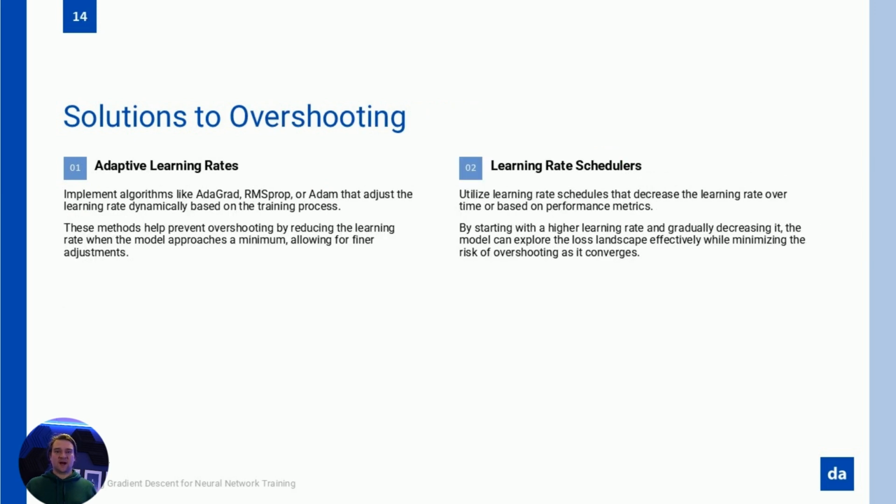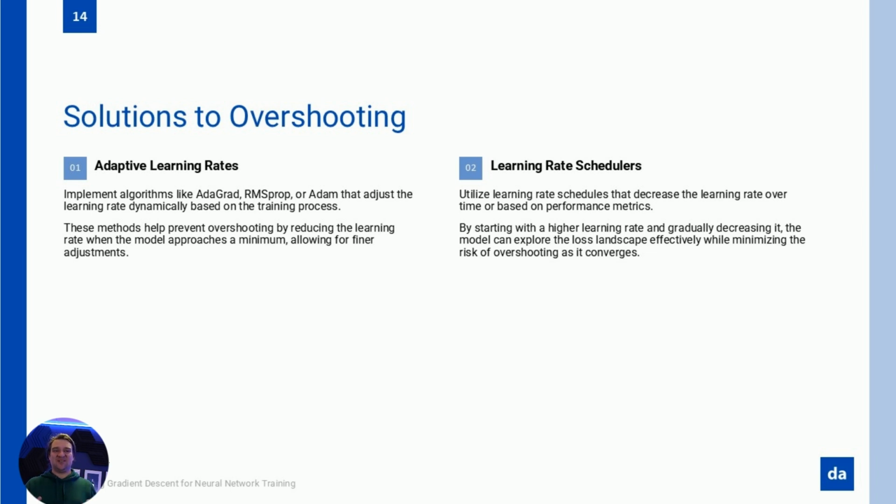You're driving down a winding mountain road, trying to reach the lodge at the base. But instead of taking careful turns, you're slamming on the gas, overshooting every corner, and careening into the bushes. That's what overshooting looks like in gradient descent. Chaotic, erratic, and completely off course. The good news? With the right strategies, we can turn that wild ride into a smooth journey.